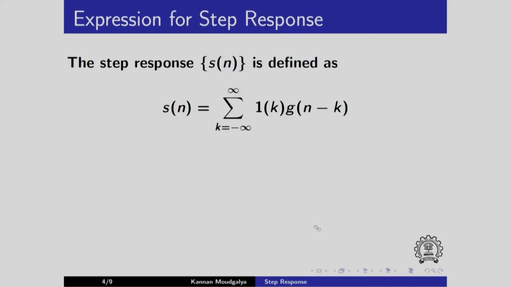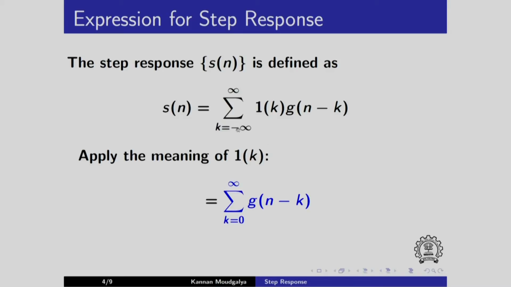Okay, what simplifications? First of all, notice that we have 1 of k. So let us use the meaning. It says that this is non-zero only from k equals 0 onwards, before that it is 0, and the non-zero value is 1, so we do not have to write that. Non-zero from k equals 0 onwards, so we write this k equals 0 to infinity, we get this expression.